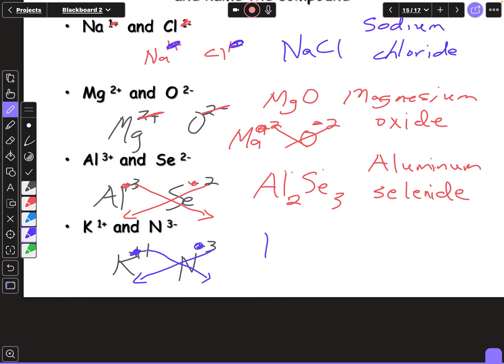So then I write the formula. That would be K3N. I don't put the 1 there because it's understood that there's only 1 atom of nitrogen. That forms a neutral compound. Take 3 atoms of potassium, 1 atom of nitrogen to form, I name the metal potassium. I name the non-metal, drop the ending IDE, nitrogen becomes nitride.